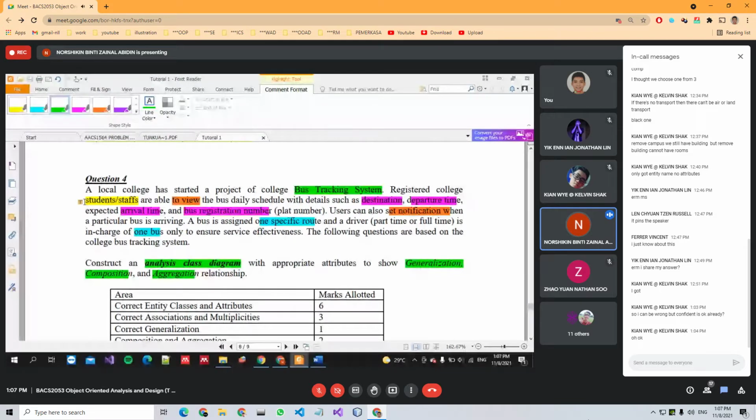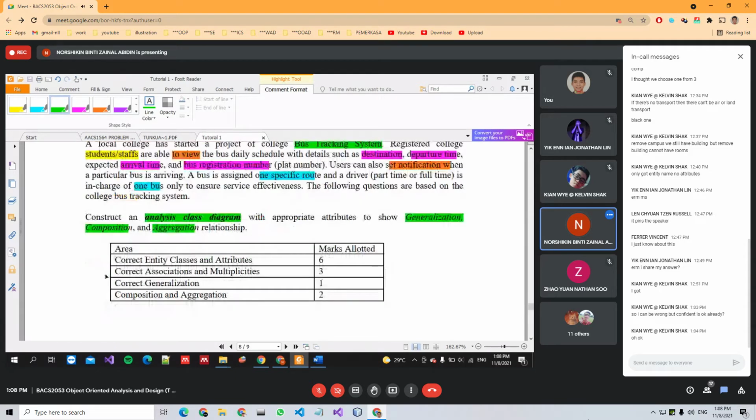A local college has started a project for a college bus tracking system. Registered college students are able to view bus prices and schedules. Users also set notifications when a particular bus is arriving. A bus is assigned one specific route, and a driver, part-time or full-time, is in charge of one bus only, to ensure the service effectively. The following questions are based on the college bus tracking system.